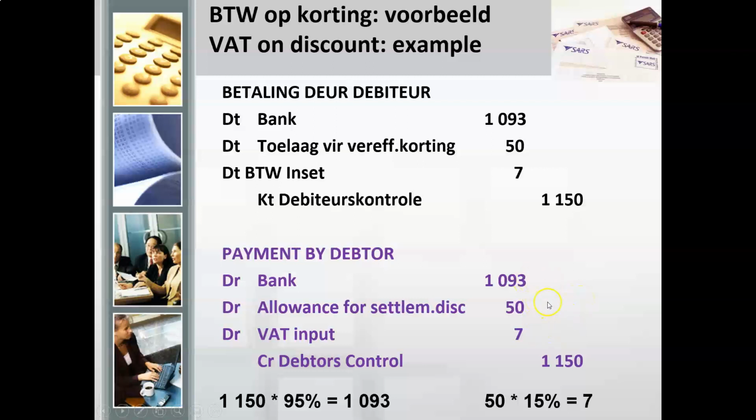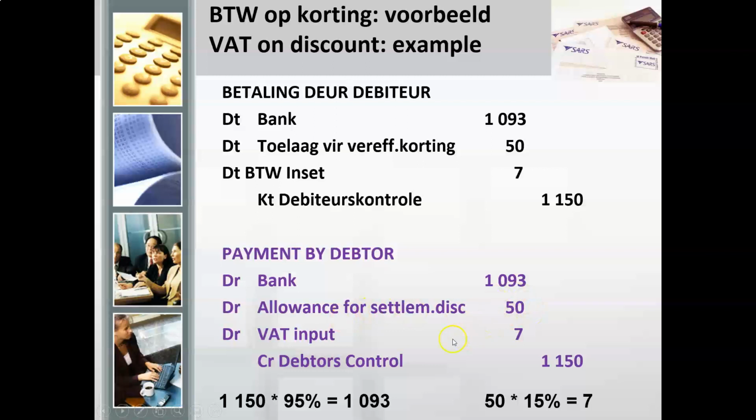Strip out the VAT. So 57 divided by 1.15 equals 50, and that will be debited against my allowance for settlement discount account. 50 times 15% equals 7, and that is the VAT input that I can claim.